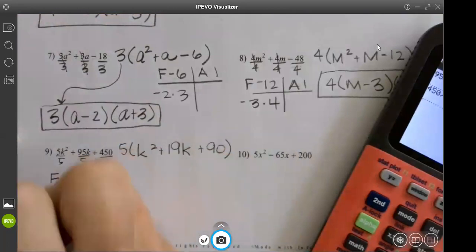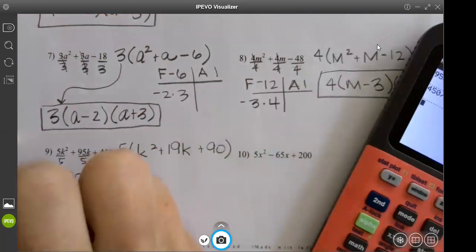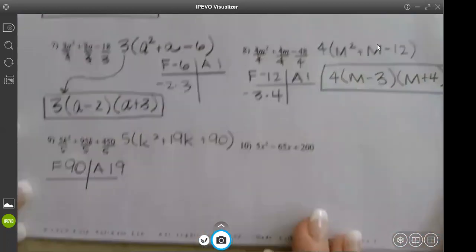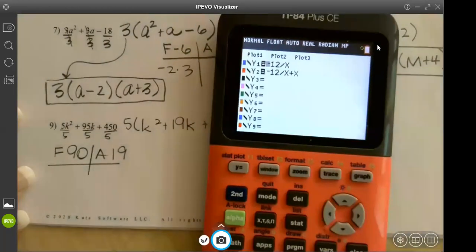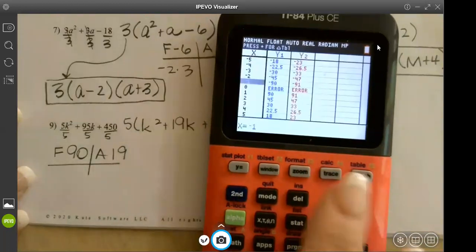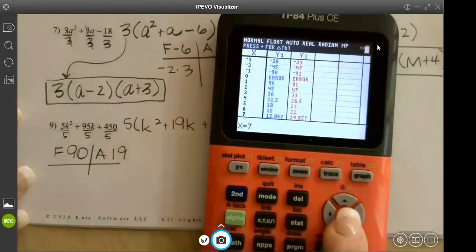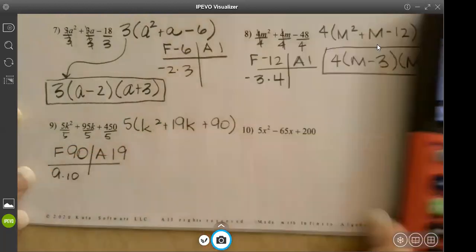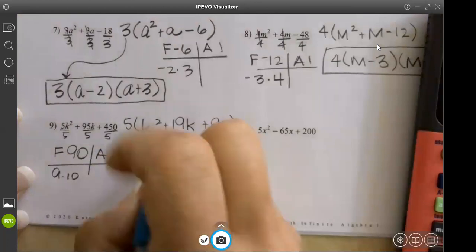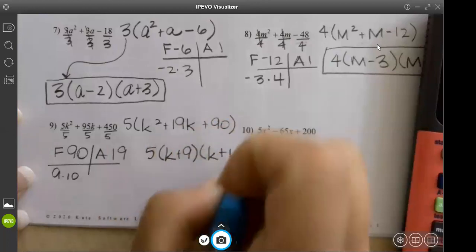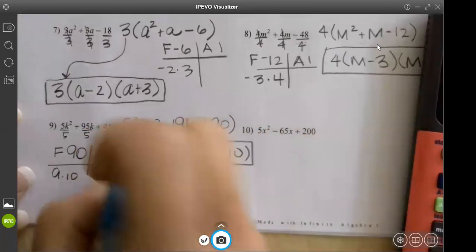Remember that I need factors of the last, so that'll be 90, that adds to the middle, which is 19. So we're putting 90 in our calculator and looking for 19. 19, 19, 19. There it is. What are my two numbers? 9 and 10. So we took out a 5. Our letter was K. We got a 5 outside, k +9, and k +10. That's it.